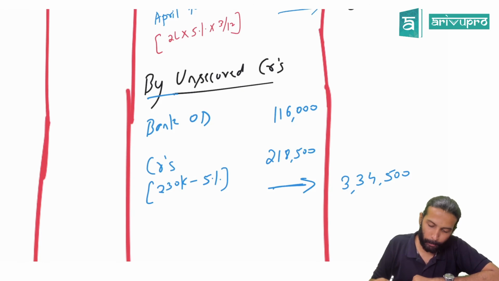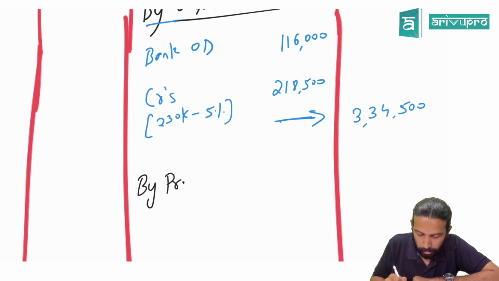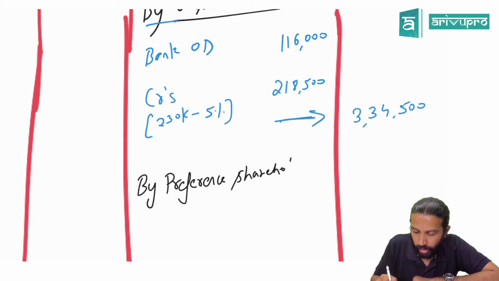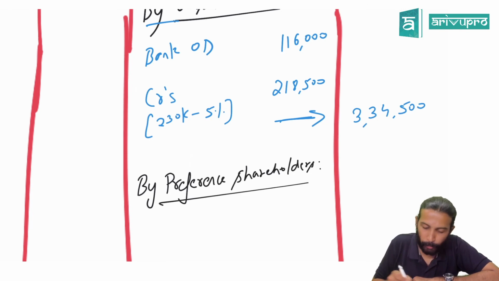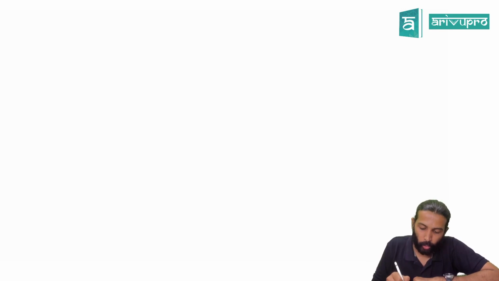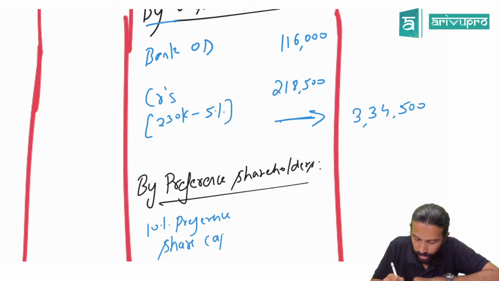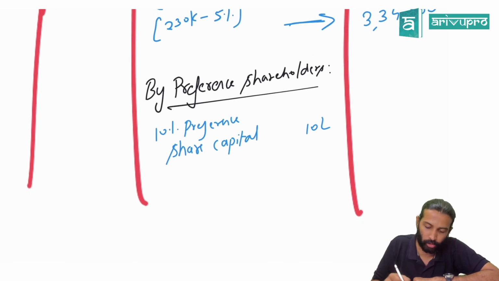So we'll write by preference shareholders. What and all you need to pay to the preference shareholders? One, you need to pay preference share capital. That is 10% preference share capital worth 12 lakhs. So 10% preference share capital worth 10 lakhs. That's all, or we had some dividend arrears also. We have dividend 12 lakhs.